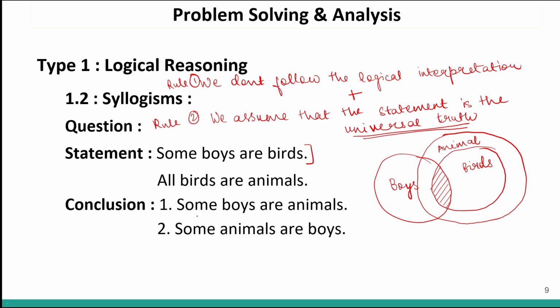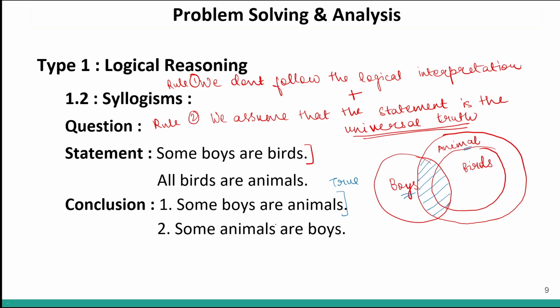Now, moving on, two conclusions are given to us and we have to identify which of the conclusions are true. Some boys are animals. So if you look at this portion, let me highlight it with a different pen. Okay, if you look at this, some boys are animals. If you look at this portion, there is overlapping between boys and animals. Correct? So some boys are animals will be true.